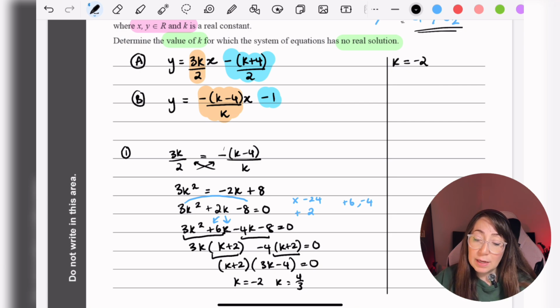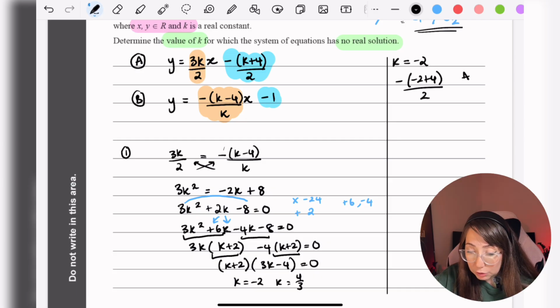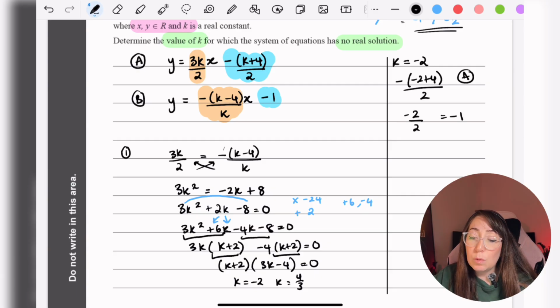All right, so when k is negative 2, if I substitute that into our first equation, I'll just label that as equation A. So negative 2 plus 4 is going to be 2, and there's a negative on the top. Negative 2 divided by 2 will give me negative 1. So what we can see is that when k is negative 2, our constants are going to be equal to the same, so it cannot be negative 2.